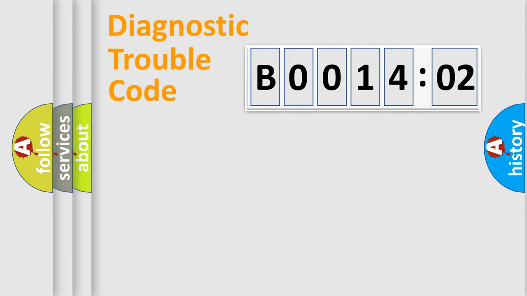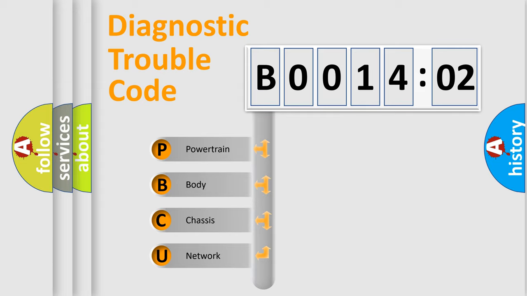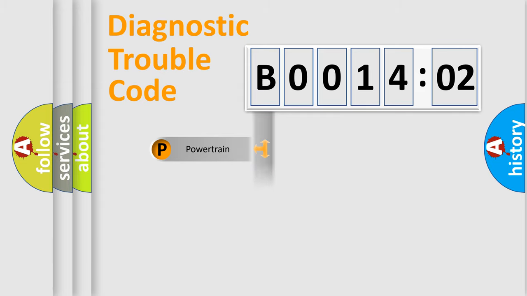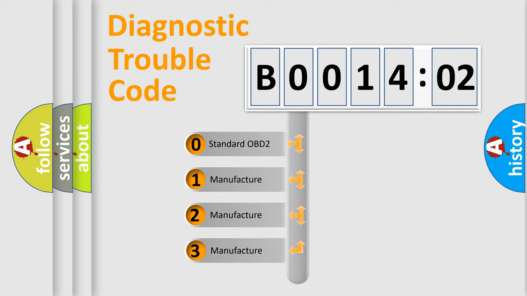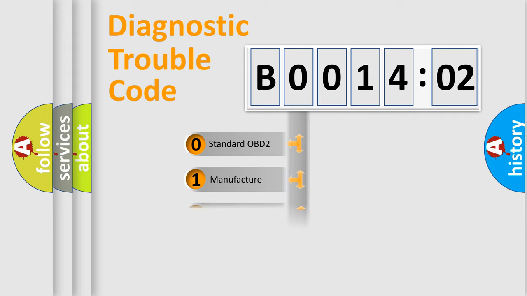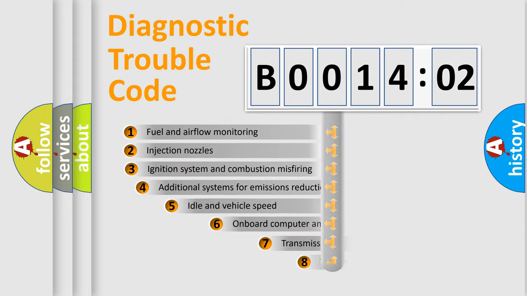Let's do this. First, let's look at the history of diagnostic fault code composition according to the OBD2 protocol, which is unified for all automakers since 2000. We divide the electric system of the automobile into four basic units: powertrain, body, chassis, network. This distribution is defined in the first character code. If the second character is zero, it is a standardized error. In the case of numbers 1, 2, 3, it is a car-specific error.